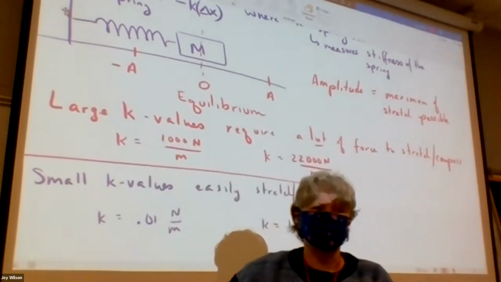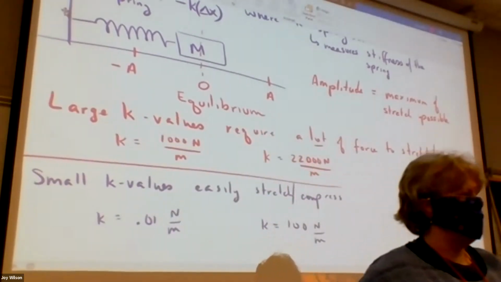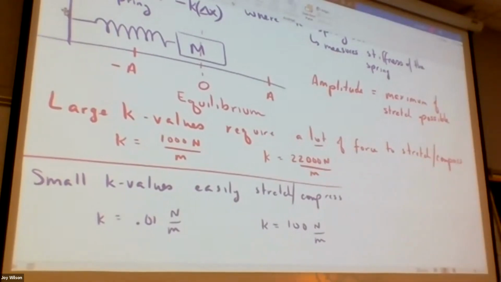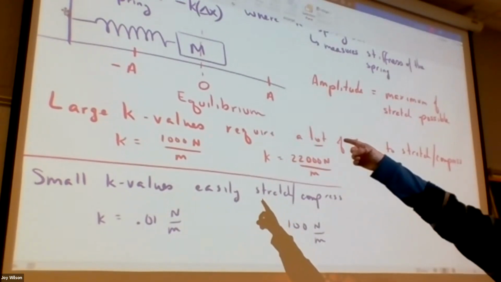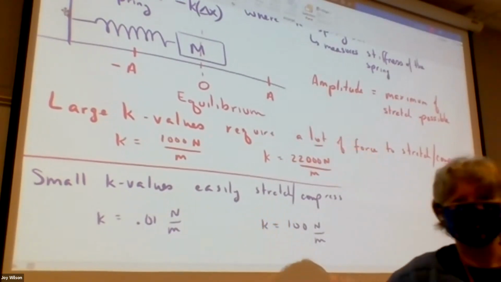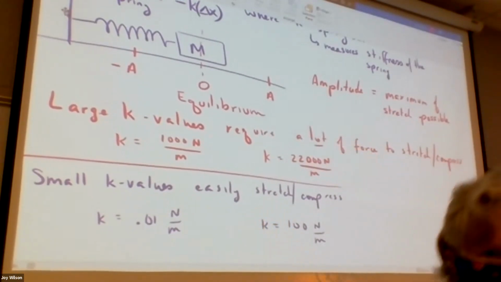So what does that mean about your kinetic? When would the spring be moving the fastest? When would be the biggest kinetic energy? At the equilibrium position, exactly halfway in between. So I'm going to pull up a simulator real quick.